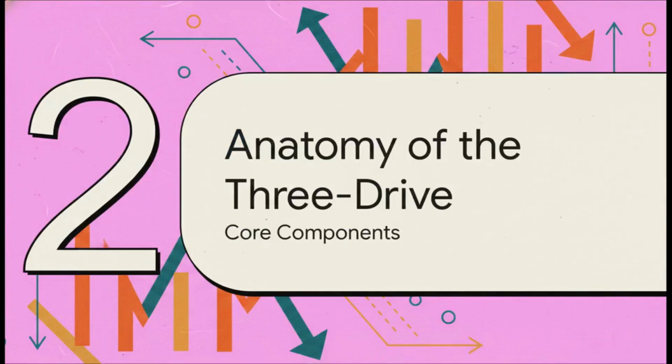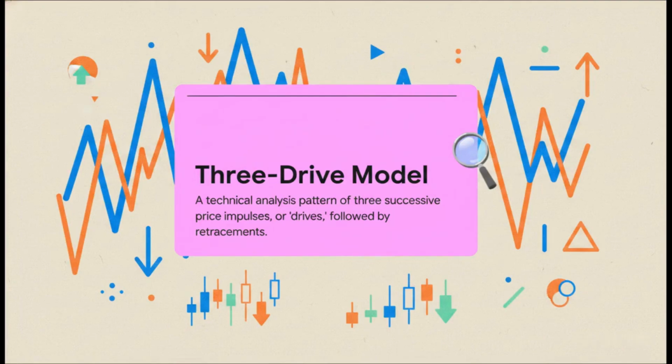So, what exactly makes up a 3-drive? Let's pop the hood and look at the anatomy of this pattern. At its heart, the 3-drive model is really just a pattern of 3 clear, consecutive pushes in one direction. Picture 3 waves trying to get higher and higher on a beach. Each of these drives is followed by a little pullback, what we call a retracement, before the next push begins.